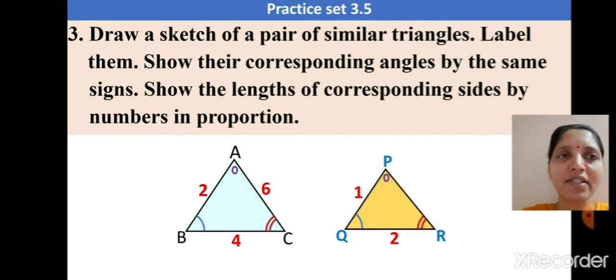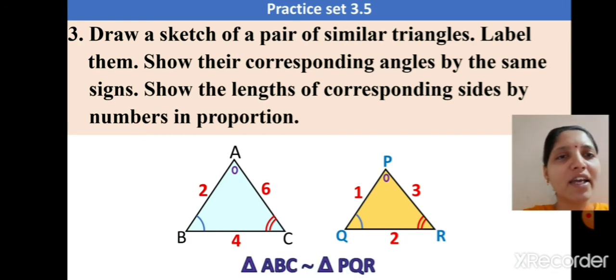Your AC is 6 and PR is 3. Then you will get the ratio as 6 upon 3. That is nothing but 2 upon 1. So all the ratios of corresponding sides are having the value as 2 upon 1. So you will say that triangle ABC is similar to triangle PQR. So I hope you have understood all these sums. With this we have completed practice set 3.5.